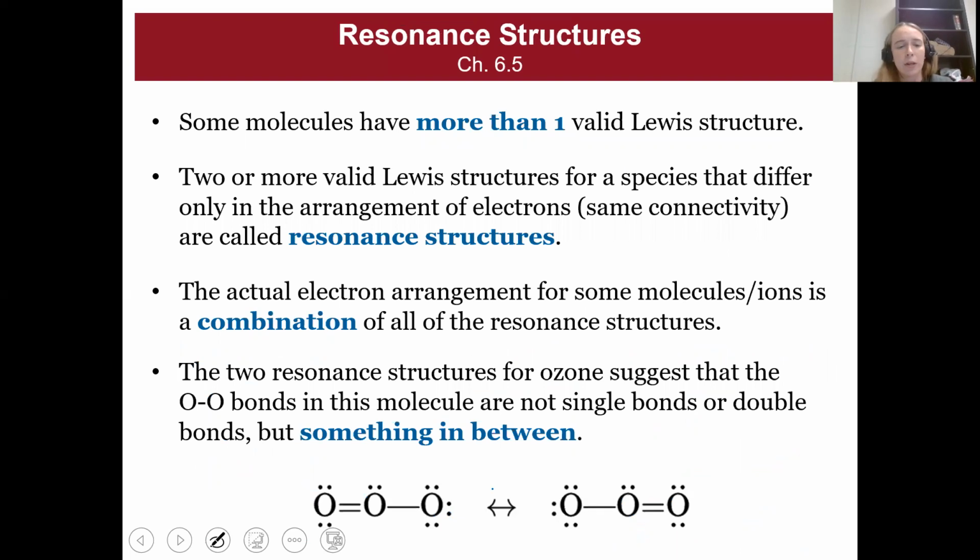I'm going to keep going and talk about resonance structures. Actually, I'm going to stop here and start another video because I think I've talked long enough about formal charges.